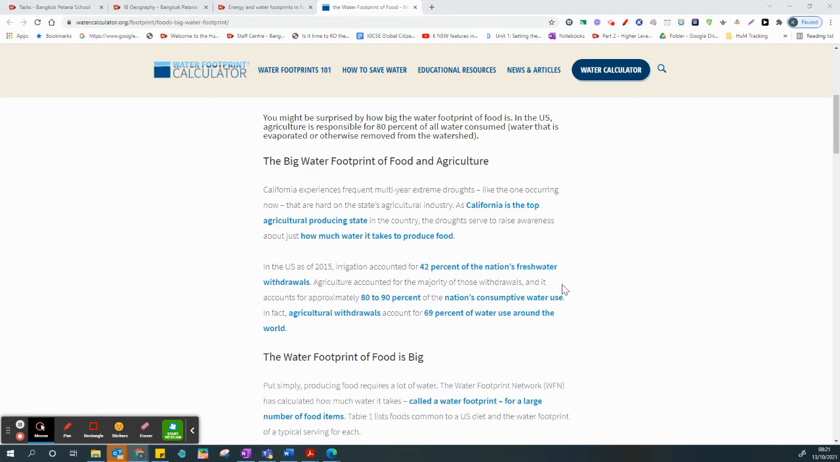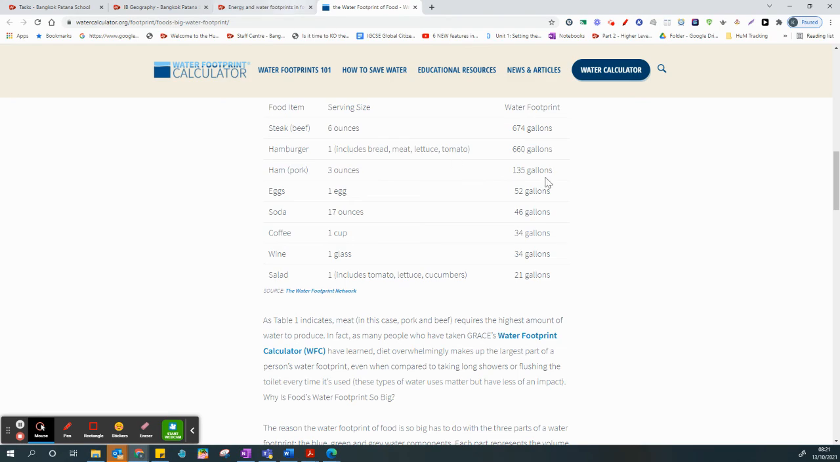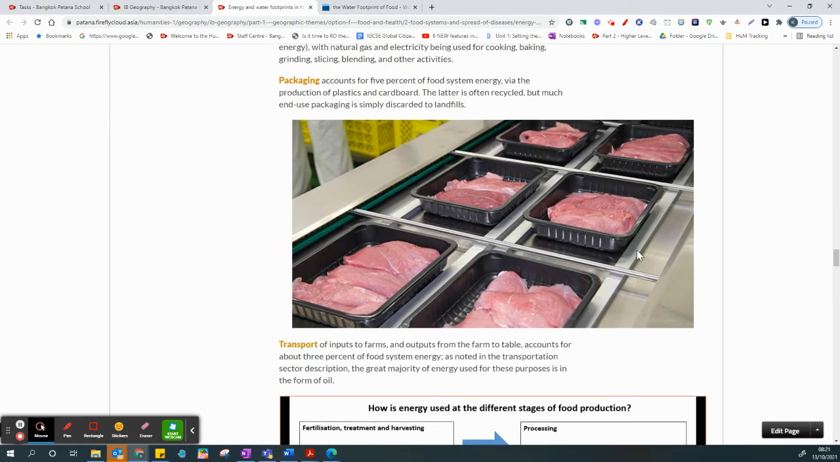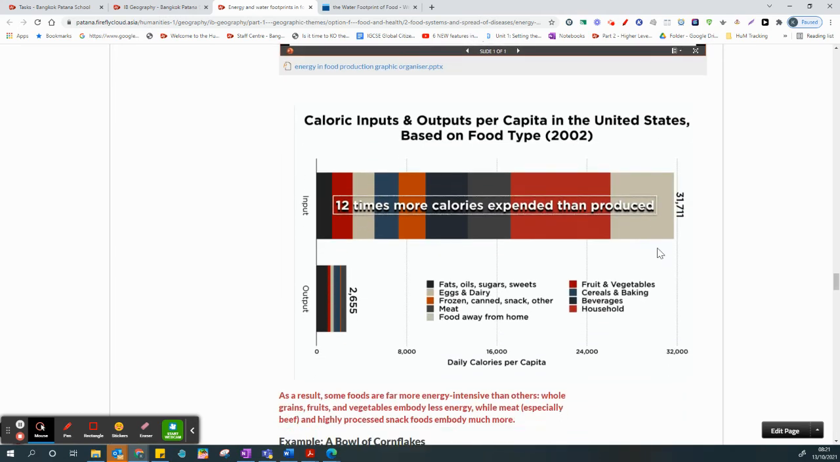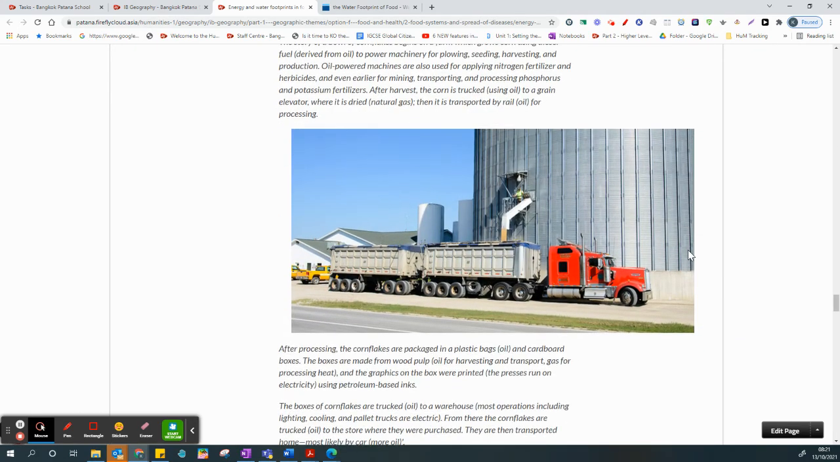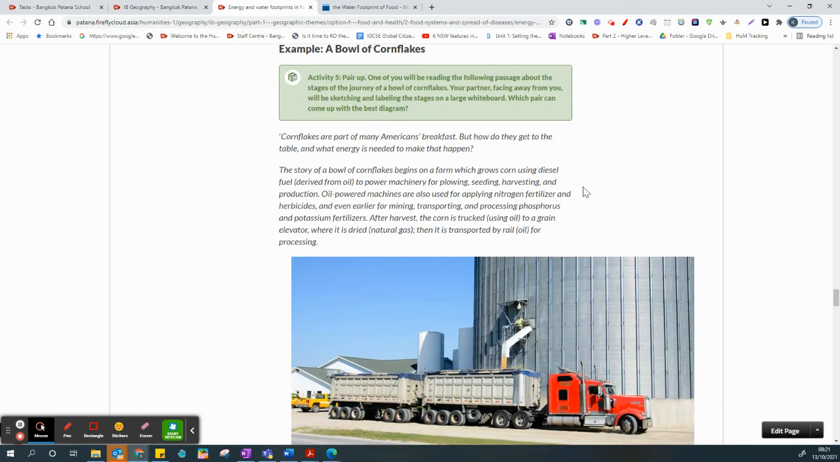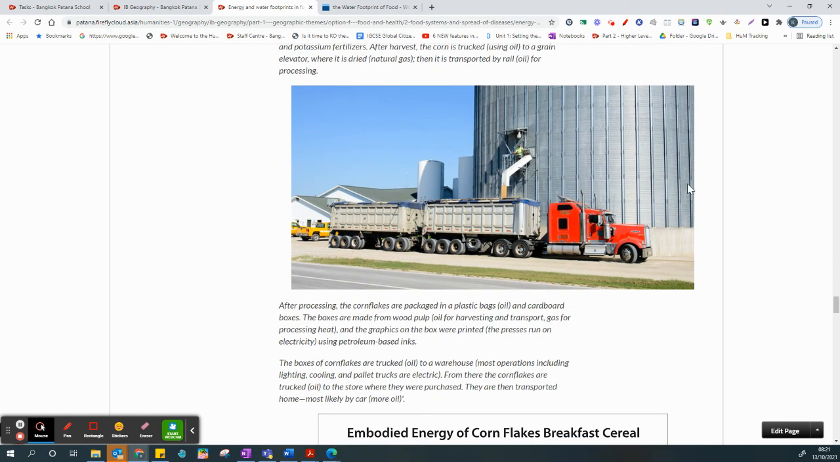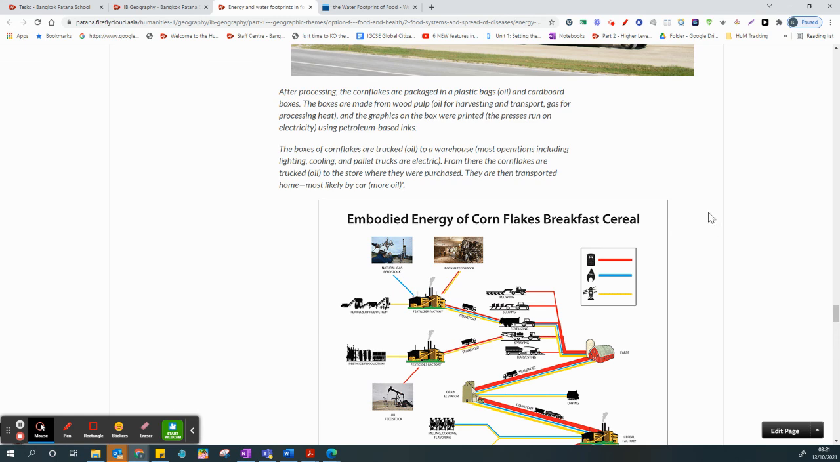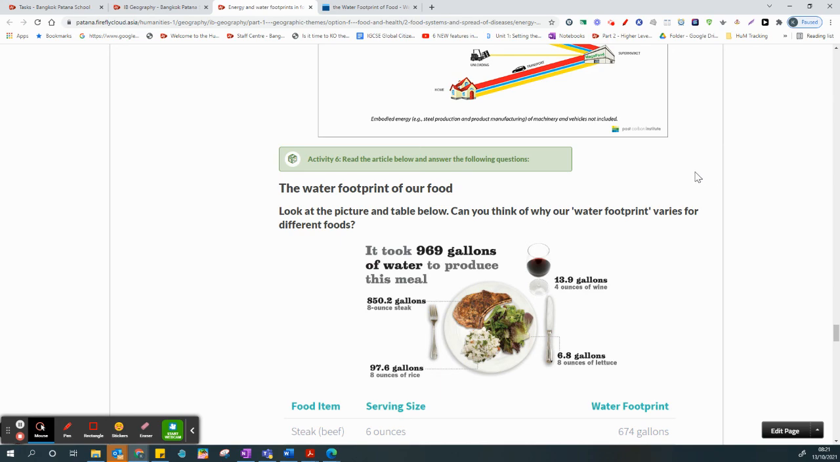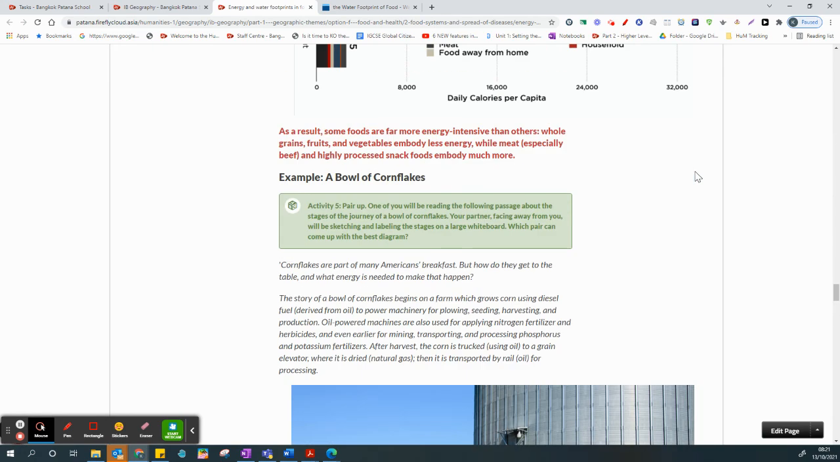Okie dokie. So let's just go back to the lesson. You've got lots of information there to read and help you understand energy efficiency ratio. And that's the information there that you can use for the activity relating to cornflakes. Okie dokie. And that's about it.